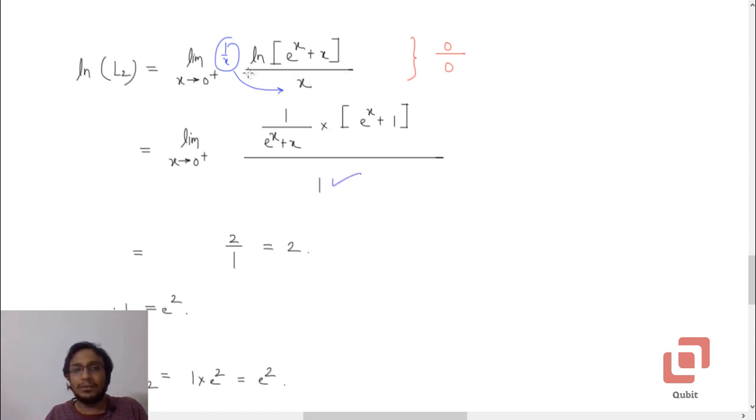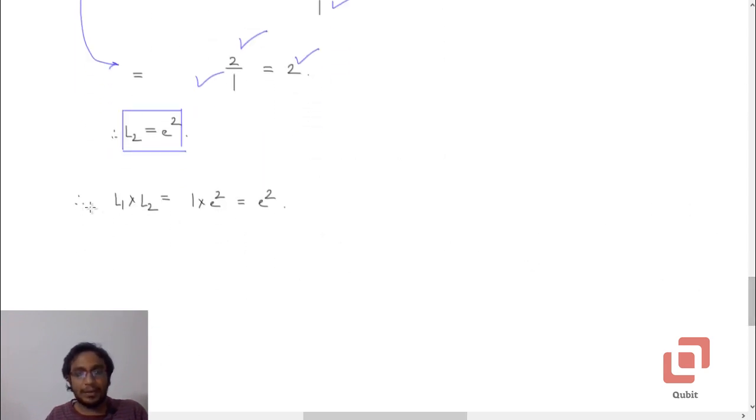The derivative of the denominator is 1. The derivative of the numerator, by the chain rule: log, so 1 upon e raised to x plus x, into e raised to x plus 1, the derivative of the inner function. Okay, substitute x as 0. The denominator will be 1, the numerator will be 2, because e raised to 0 is 1, plus 1 is 2. Okay, so that is 2. Again, this is not the limit L2, this is log of L2. So if log of L2 is 2, L2 has to be e squared. L2 is e squared, and finally L1 into L2 will be 1 into e squared, that is e raised to 2.